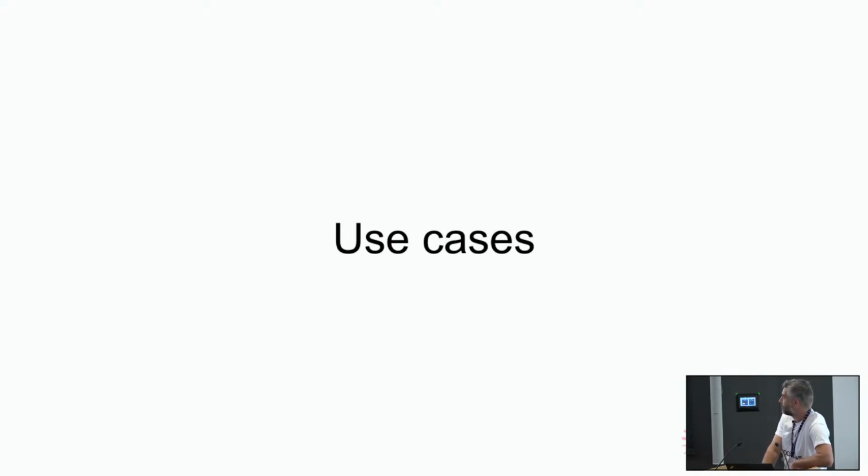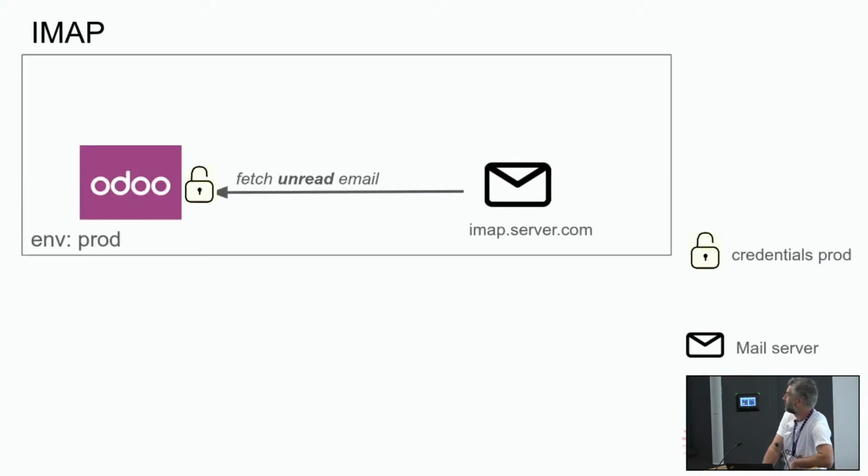So now I will go through a few use cases to demonstrate it. The first one is quite common: the IMAP services. It's when Odoo fetches email. So Odoo reads emails. Odoo initiates a request to an IMAP server. So it's the incoming email. And then it reads the email.